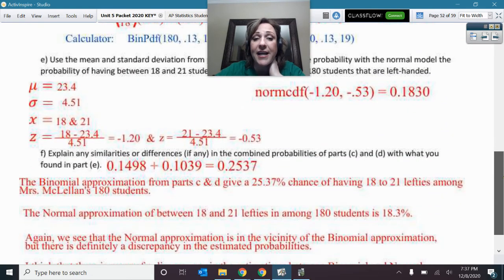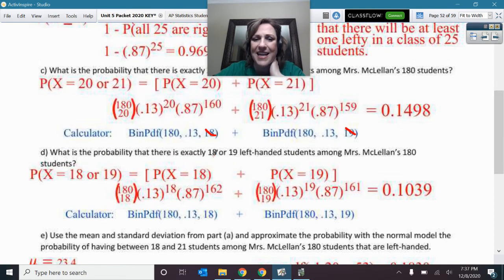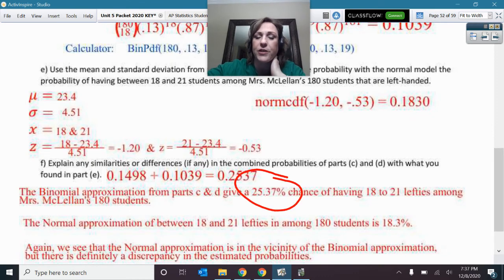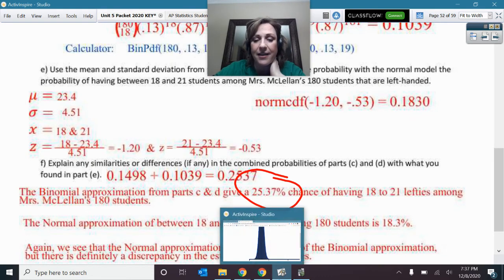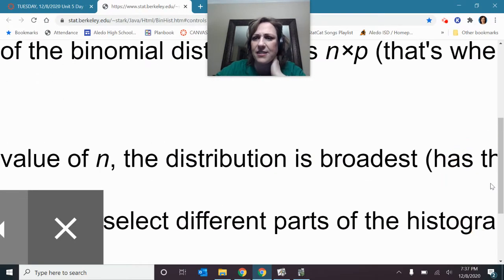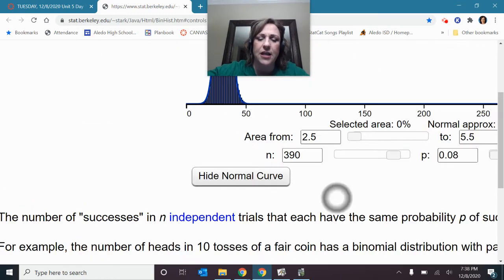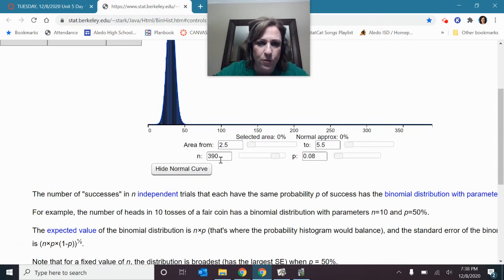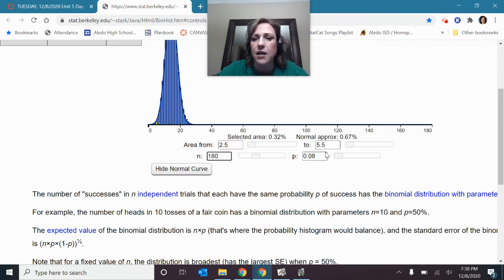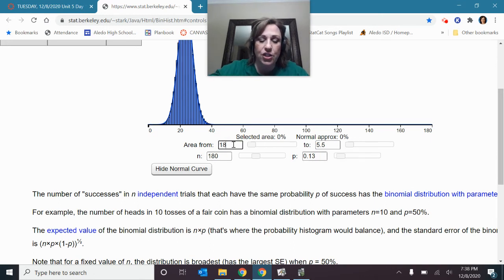Okay, so now if I totaled up from that 18 to 21, here's what I got: 25.37%. So I want to look at that. I love this little app that I found on this website because I want to see what this looks like. Okay, so here I'm going to set this to my 180 in my sample size. Okay, and then our lefties were 13% there. And then we wanted from 18 to 21.